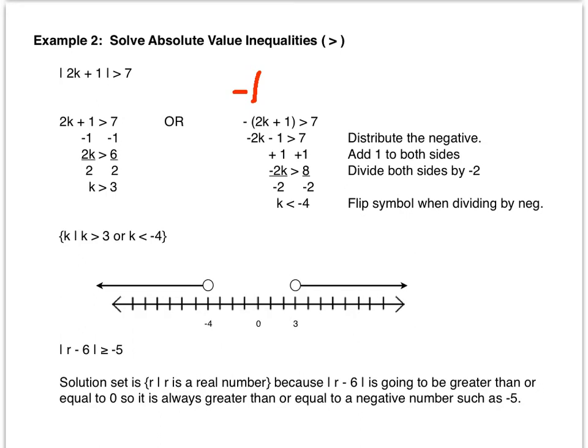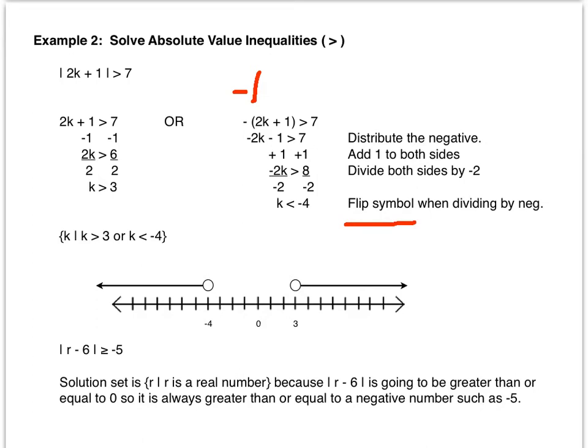Once we've distributed the negative, we'll add 1 to both sides, which leaves us with negative 2 times k is greater than 8. And then we'll divide both sides by negative 2, and we get k is less than negative 4. Remember that we need to flip that symbol when we divide by a negative.